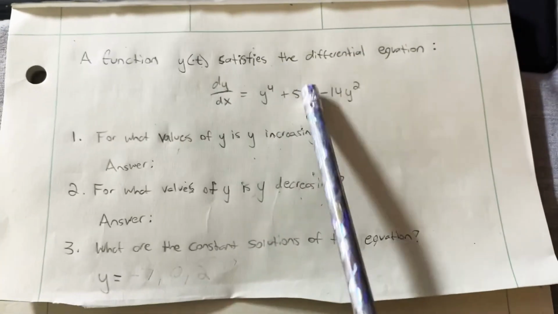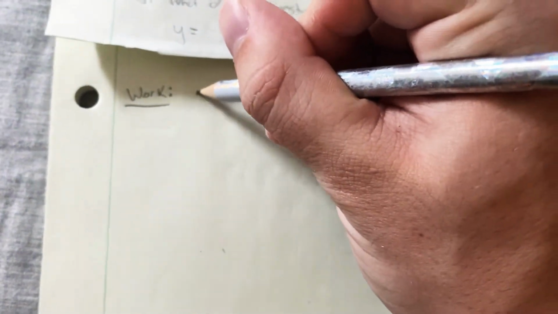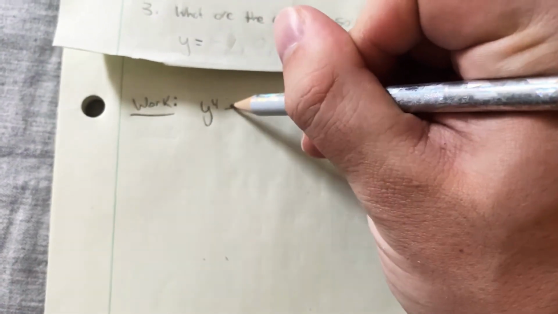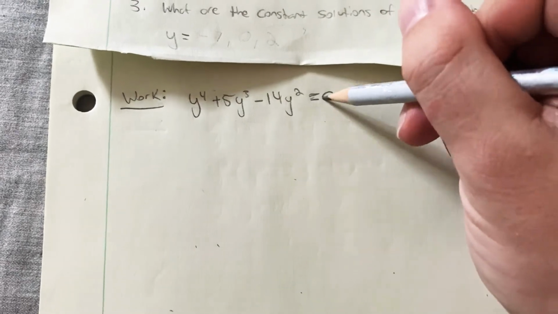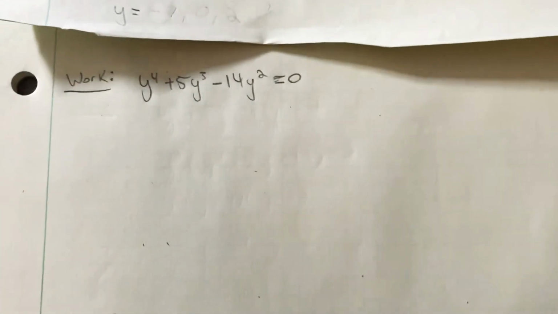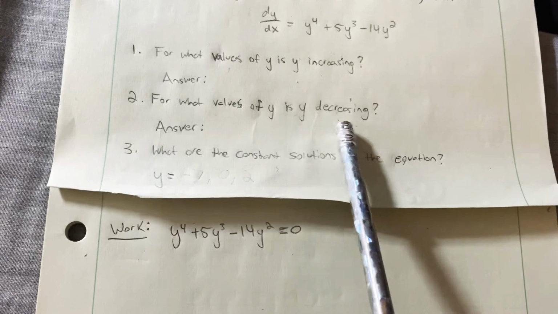To start this problem, we're going to write this equation down here. We have y to the fourth plus 5y to the third minus 14y squared, and then we make it equal 0 because we're going to be solving for y. This will give us our constant solutions. I like to do constant solutions first, and then we graph it afterwards to find the increasing and decreasing values of y.